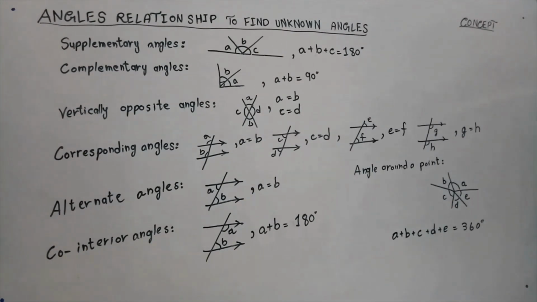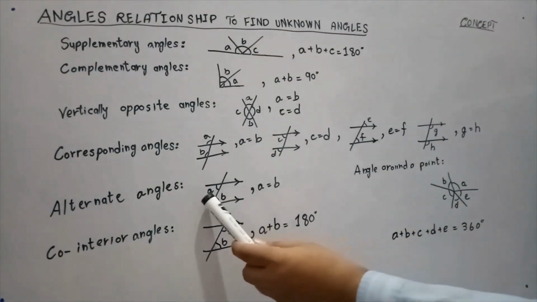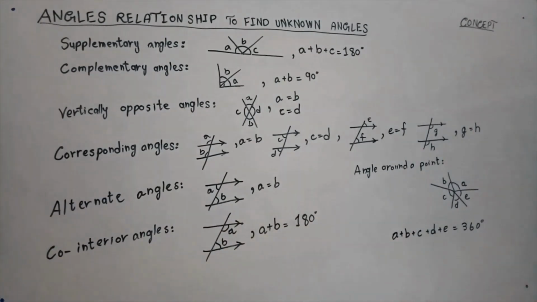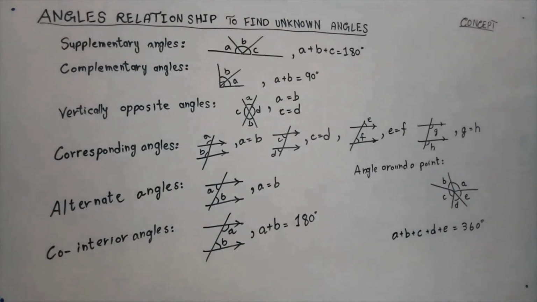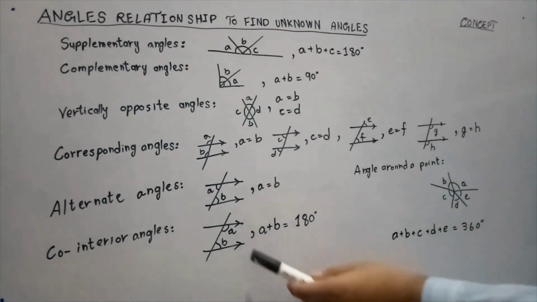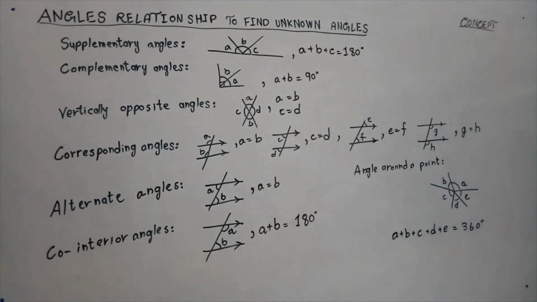Alternate angles: here we will get a Z shape. You can see here, the angle A will be equal to the angle B if we have two parallel lines and a line is cutting both of them. Co-interior angles: similarly, we have two parallel lines and one line cutting them, and here we will get a C shape. The sum of these two angles A and B will be equal to 180 degrees.